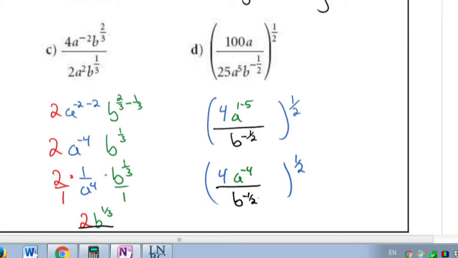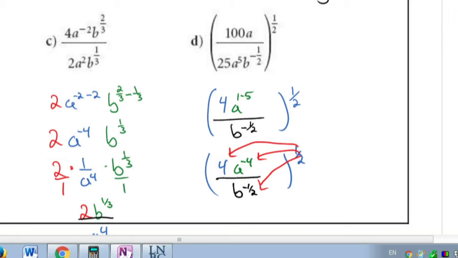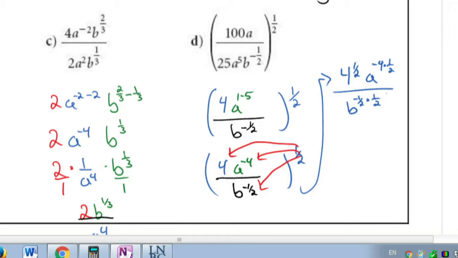Or I could deal with the 1/2 on the outside. Doesn't really matter. Maybe I'll deal with the 1/2 on the outside now. The 1/2 gets multiplied by each of these things. Rewrite it up here: 4 to the power of 1/2 now, a to the power of negative 4 times 1/2, and on the bottom I have b to the negative 1/2 times 1/2.